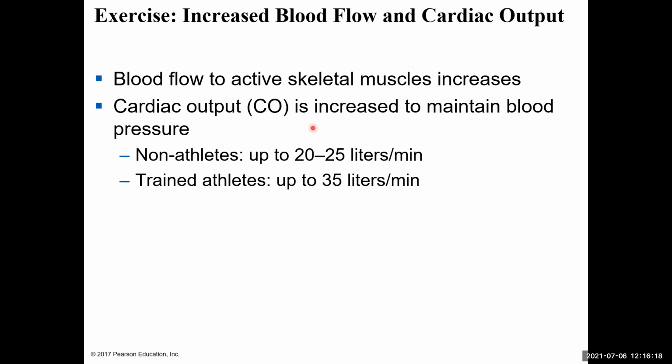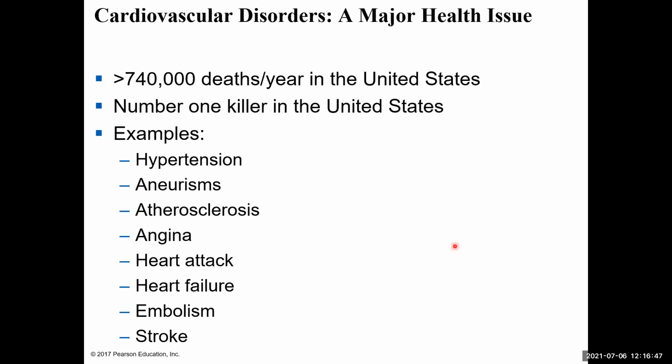And so, for example, athletes that train on a regular basis can move up to 35 liters of blood around their body per minute. Whereas a non-athlete is going to be moving somewhere around 20 to 25 liters per minute. All right, so that is a big difference in terms of blood flow and the movement of blood volume throughout the body.